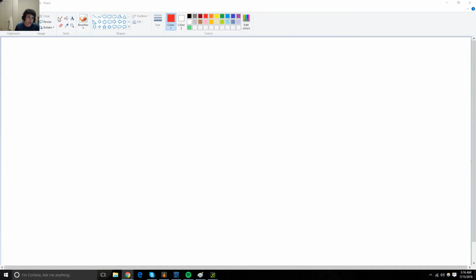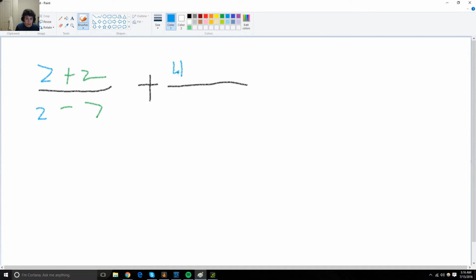Alright, this is adding rational functions when the denominators are the same. When the denominators are the same, things get way easier. So we're going to do z plus 2 over z minus 7, plus 4z plus 9 over z minus 7. I'm not using my unique shade of green that I made, but it doesn't matter that much.